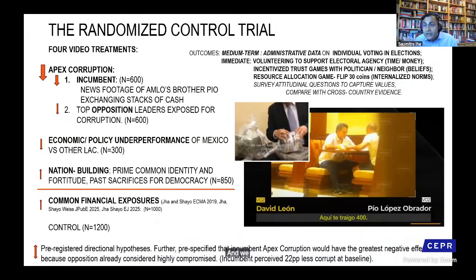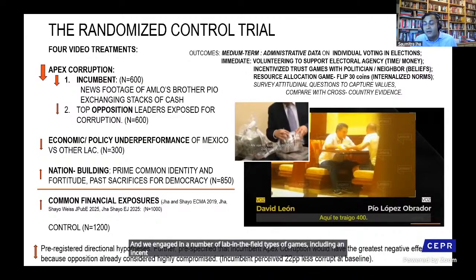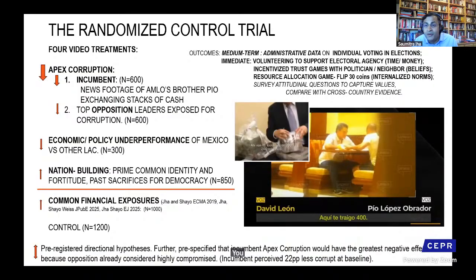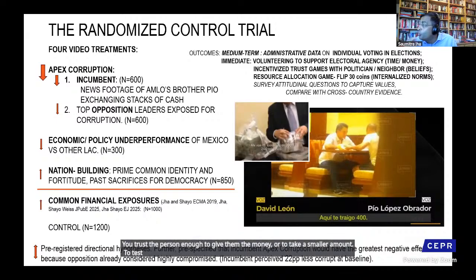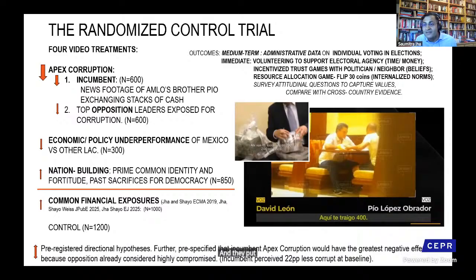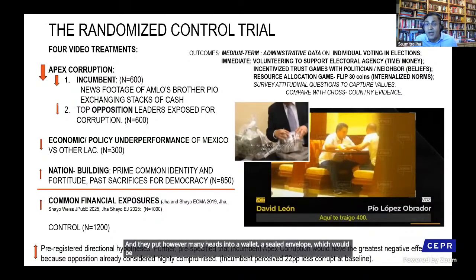And we engaged in a number of lab-in-the-field types of games, including an incentivized trust game where they sent some money to either a politician or a neighbor, and this money could be returned or could not be. So it's a question of whether you trust the other person enough to give them the money or to take a smaller amount. To test internalized norms, we did what's called the resource allocation game, where people flipped a coin 30 times, of different denominations, and they put however many heads into a wallet, a sealed envelope, which would be given to the municipal mayor either for a public project or to a random neighbor in their community. So this is a way of understanding internalized norms of honesty and stealing.